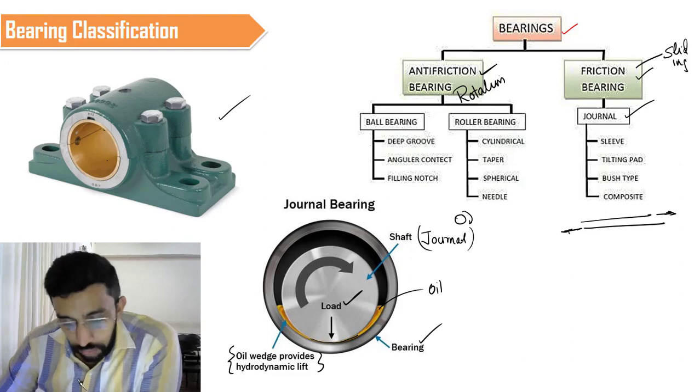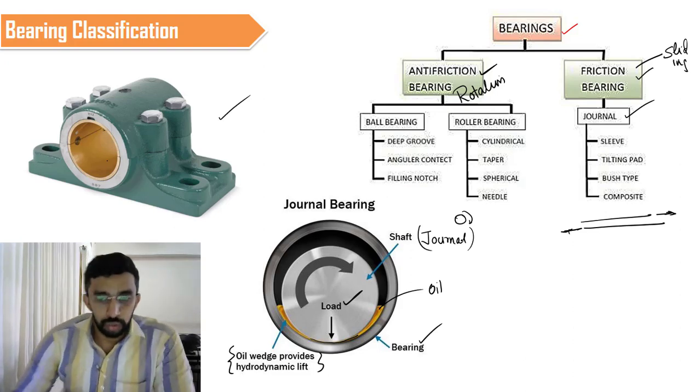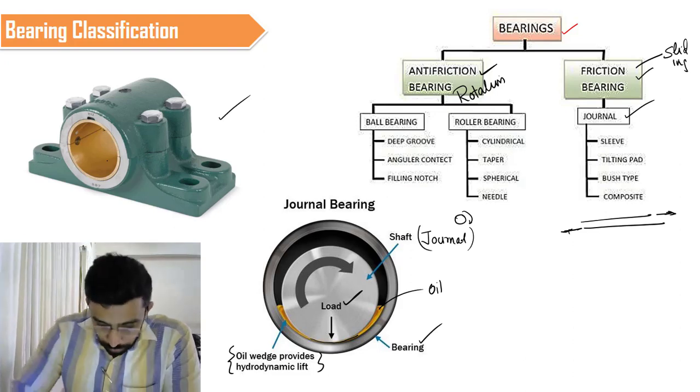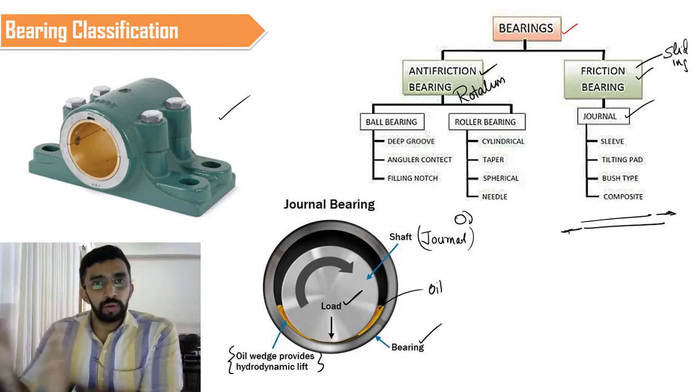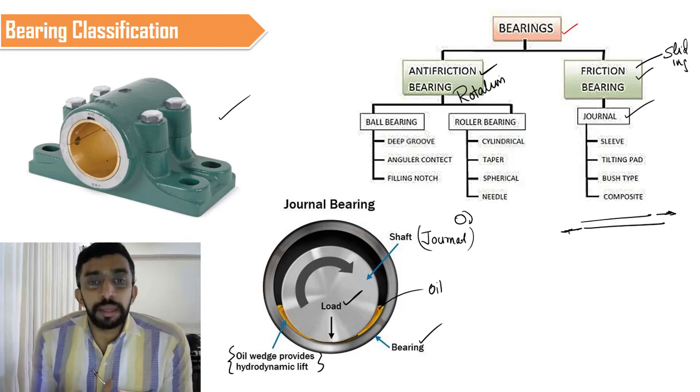We are not calling it a shaft, we are calling it a journal. So this journal is inside the bearing. So this entire assembly is called the journal bearing. So this is how it will look. Now what we are going to learn is how this bearing action takes place.